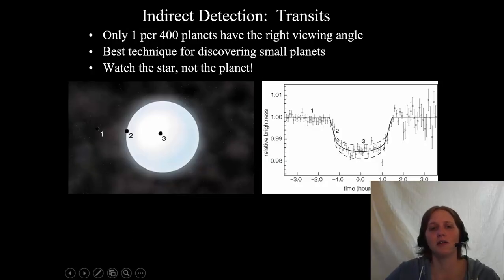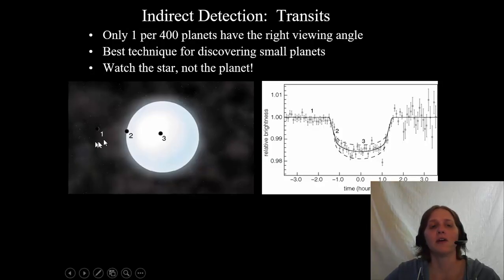With this technique, you can determine how long it takes the planet to go around once, just by watching how frequently the dips happen. And you can determine the size of the planet based on how much light is dimmed. Right? A bigger planet will block more light. And there's one more thing that's really awesome about this method.